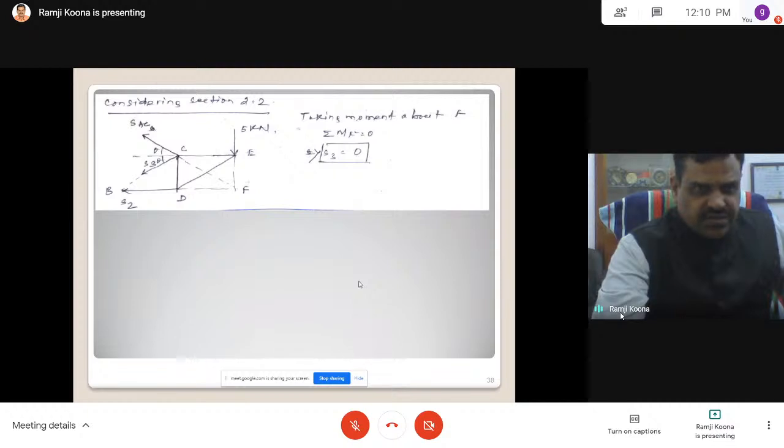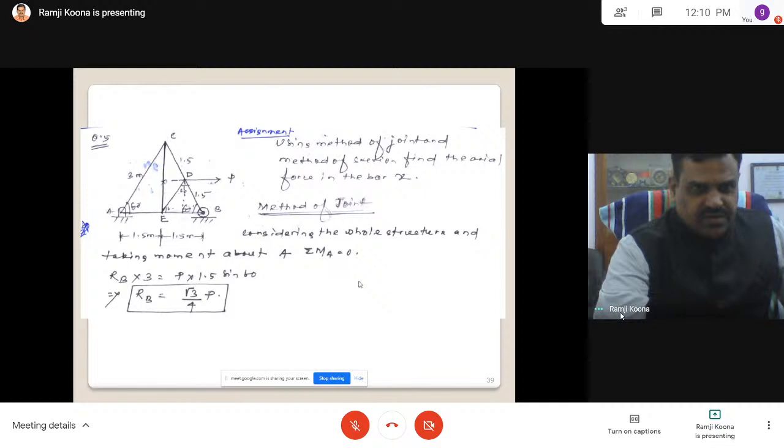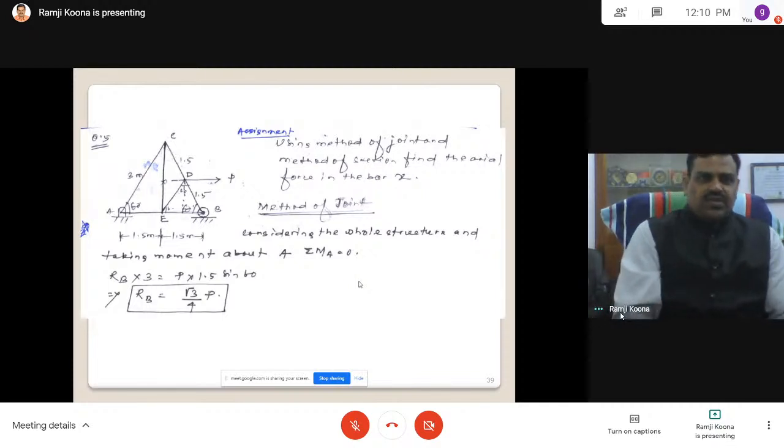Similarly, the second joint. I have not given the entire figure here, you simply repeat the same thing. Similarly, the other. You can solve this as an assignment. Try it, and if you have any questions, you can ask tomorrow.